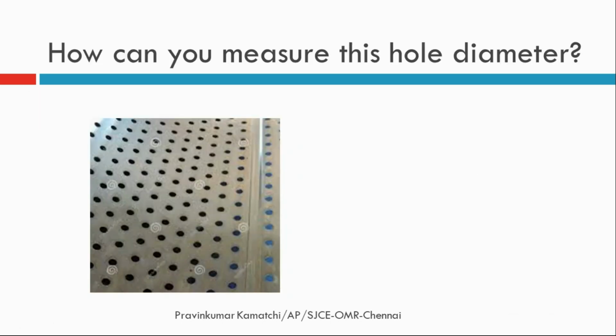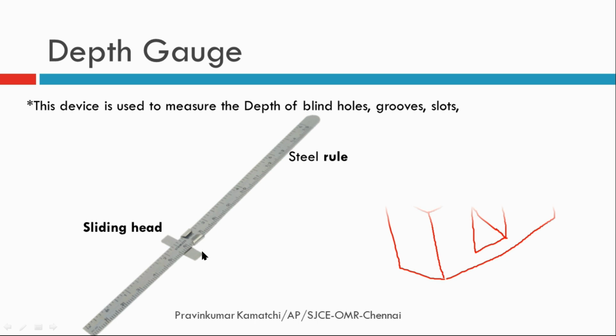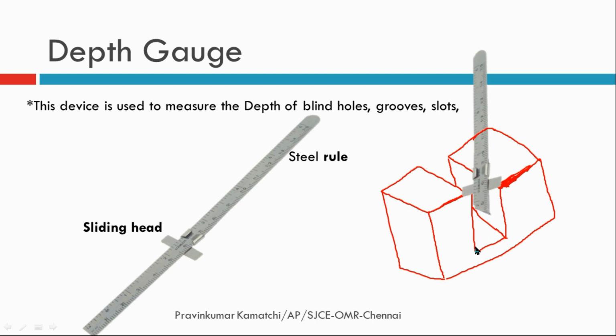And the final one is the depth gauge. This tool is used to measure the depth of blind holes, grooves and slots. It contains two parts. One is a sliding head and the other is a narrow steel rule. Both are clamped at a right angle. For example, if you have a component like this and you want to measure the depth of the slot, you can use this depth gauge.